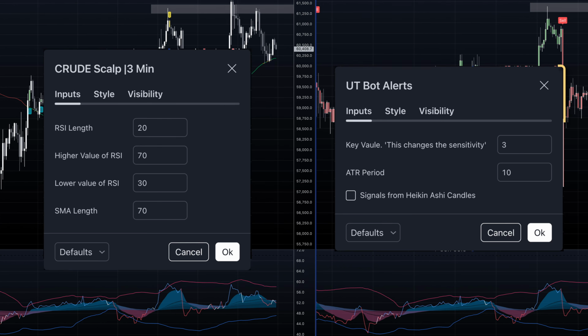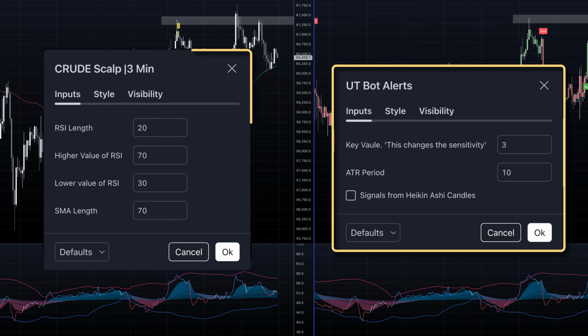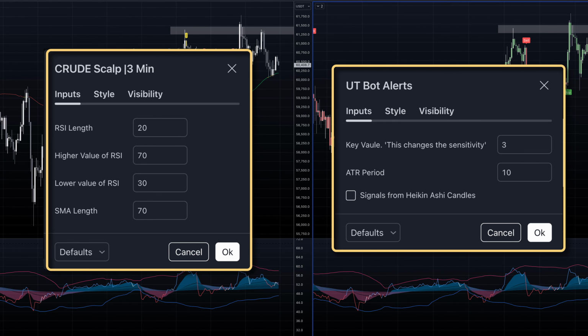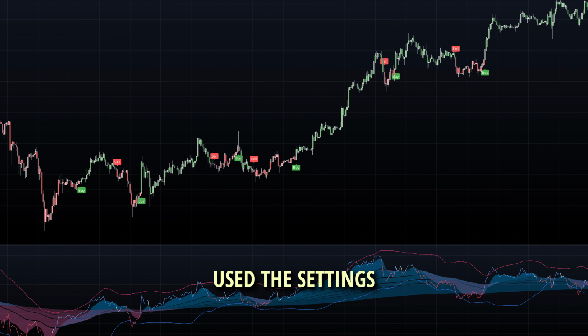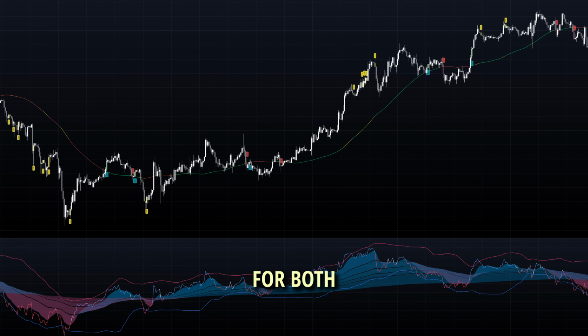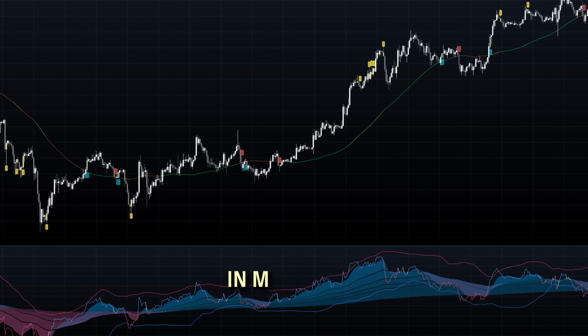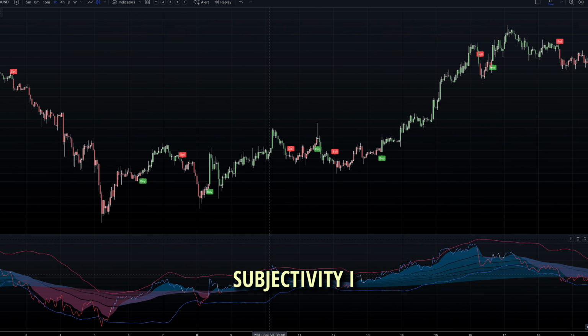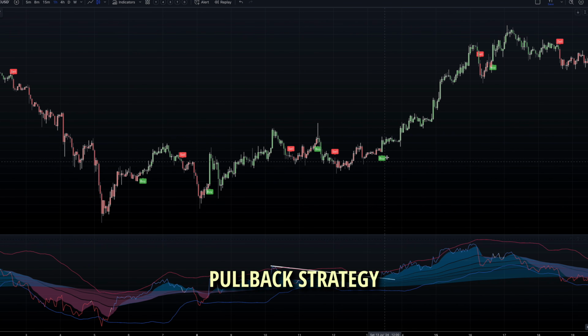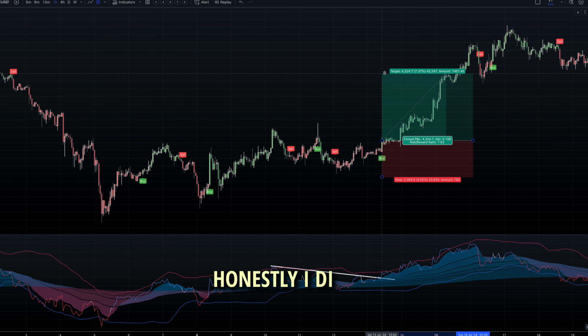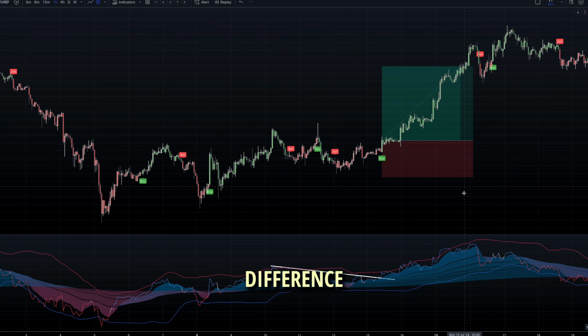They're quite different though. One is based on the ATR and its period, while the other gives signals from RSI and SMA sources. To give you my honest answer, I used the settings from the actual strategies I tested for both, as those settings worked best in my opinion. To remove any subjectivity, I compared the entries given over the same period of time in a pullback strategy with TP-RSI. Honestly, I didn't notice any significant difference.